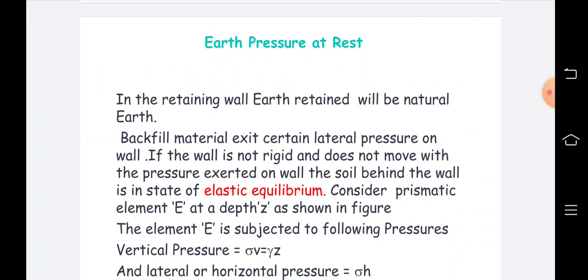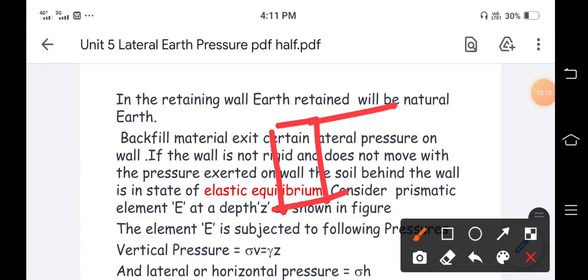So first of all, in the retaining wall, the earth retained will be natural earth. Retained earth means the backfill material will be natural earth. This backfill material exerts a certain amount of lateral pressure onto the wall. If this wall is rigid and does not move with the pressure exerted on it, the soil behind the wall is in a state of equilibrium. It means that if you are considering the wall, the material placed behind the wall, which is called the backfill, is a natural material.